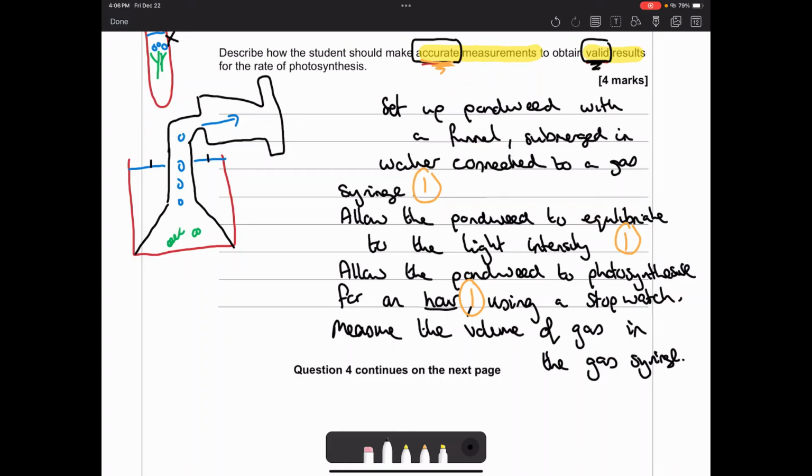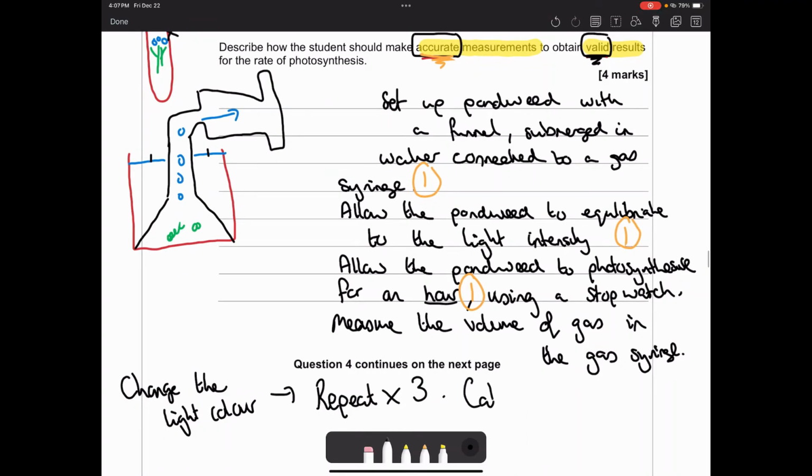Now, to make it valid, you need to do what we would normally do in an experiment, repeat it 3 times. So you would change the light intensity or change the light colour, and then you would repeat 3 times. And then after you do your repeats, you calculate an average or mean. And you can also say you would remove anomalies. And that would be your last mark. Okay, and through doing that, you're increasing the accuracy because you're controlling the control variables and you're increasing the validity of it.